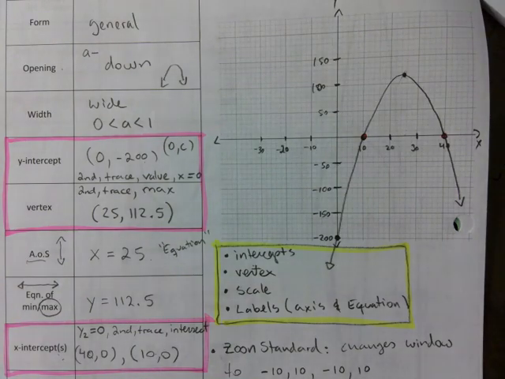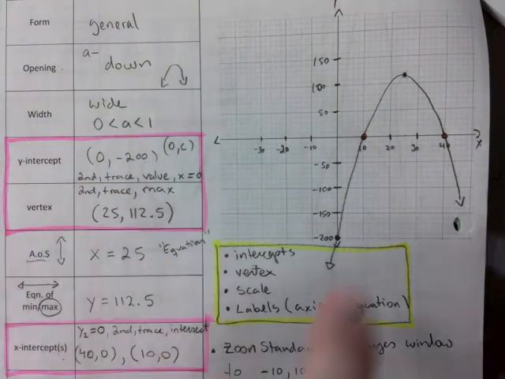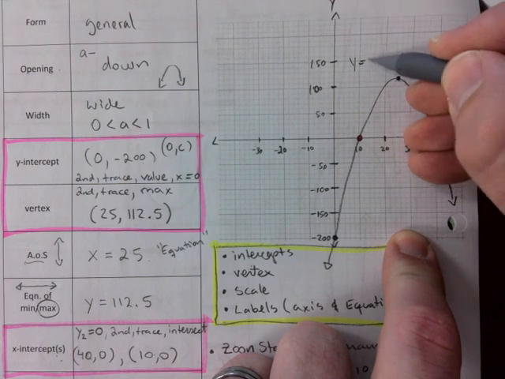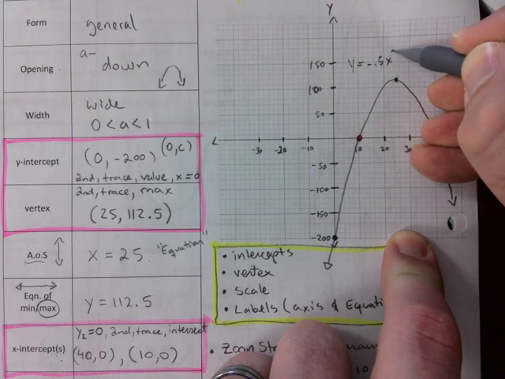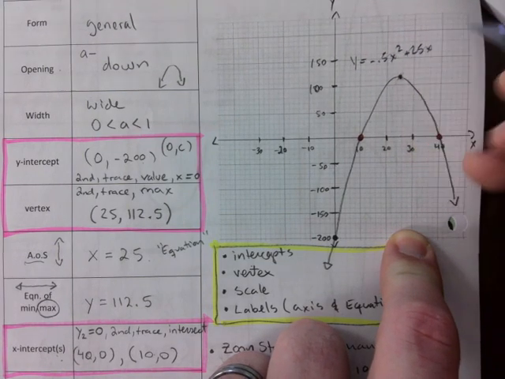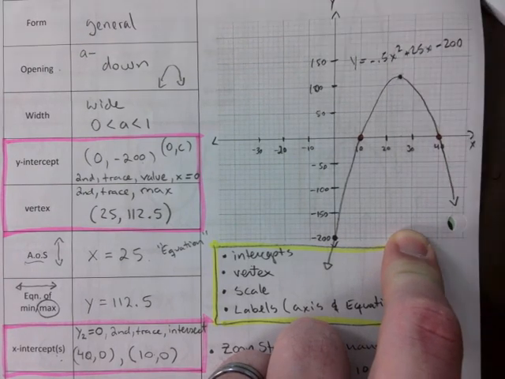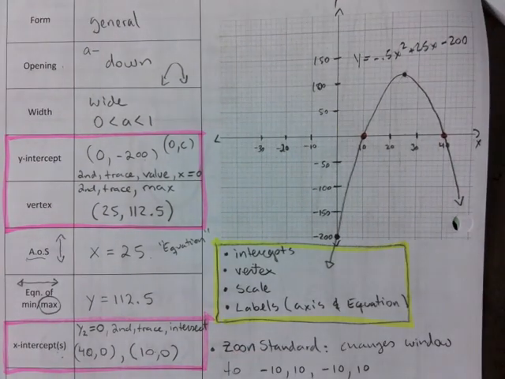And last but not least, I already labeled my axes. I need to label the equation. So you just basically somewhere on this graph copy down the actual equation, and now you get 100% on a graph like that. So you've done already the hard work of finding the points. Now you need to just graph it, plot it.